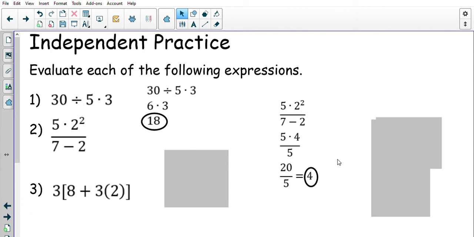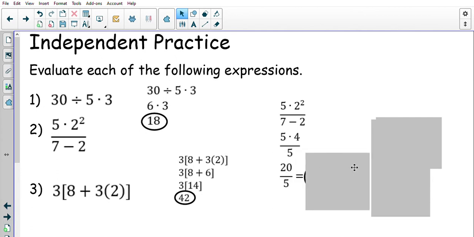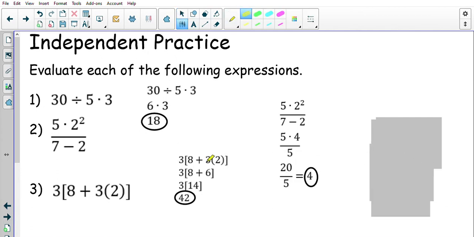All right, number 3, don't forget, 3 parentheses 2 represents multiplication, and you have to do multiplication. In fact, let me highlight that. You've got to do 3 times 2 first here, which gets us 6. Now, don't drop off those brackets. You still have a plus sign in there. Do 8 plus 6 to get 14. Feel free to drop them off at this point and write this as 3 times 14. That will be a solution of 42.